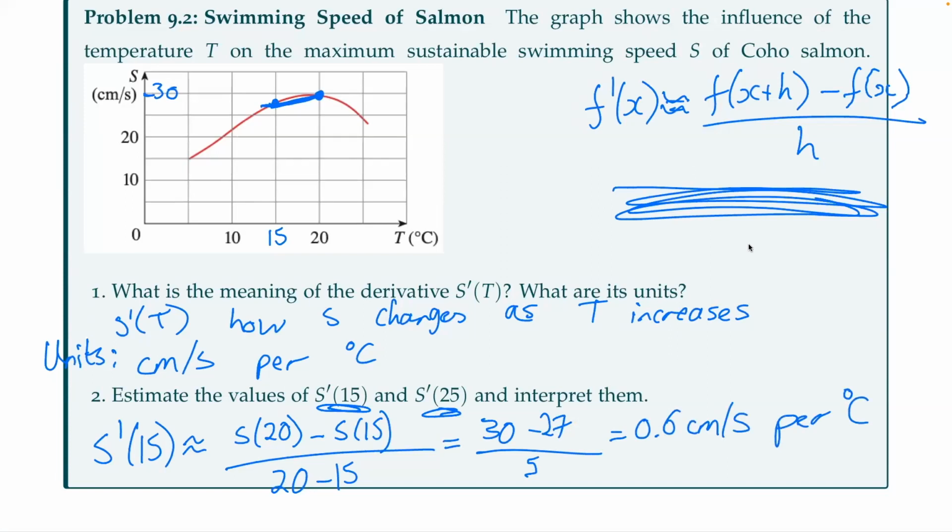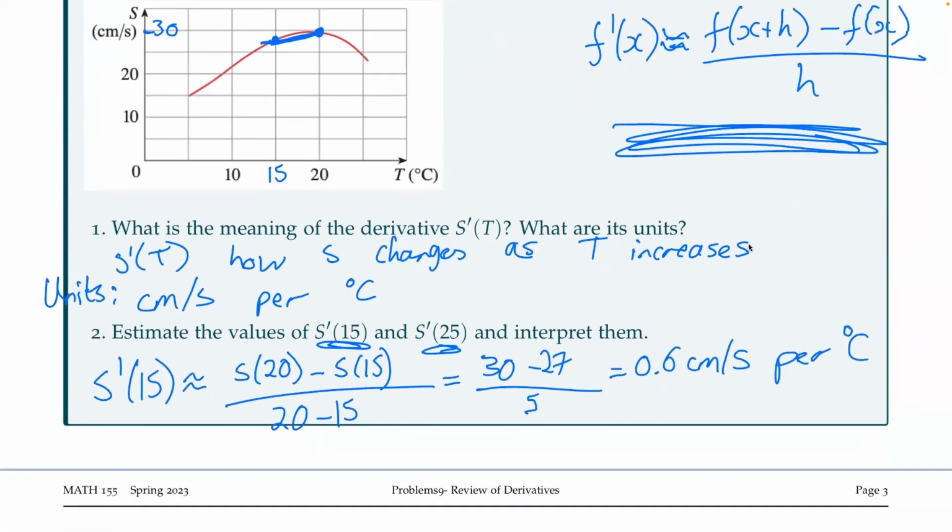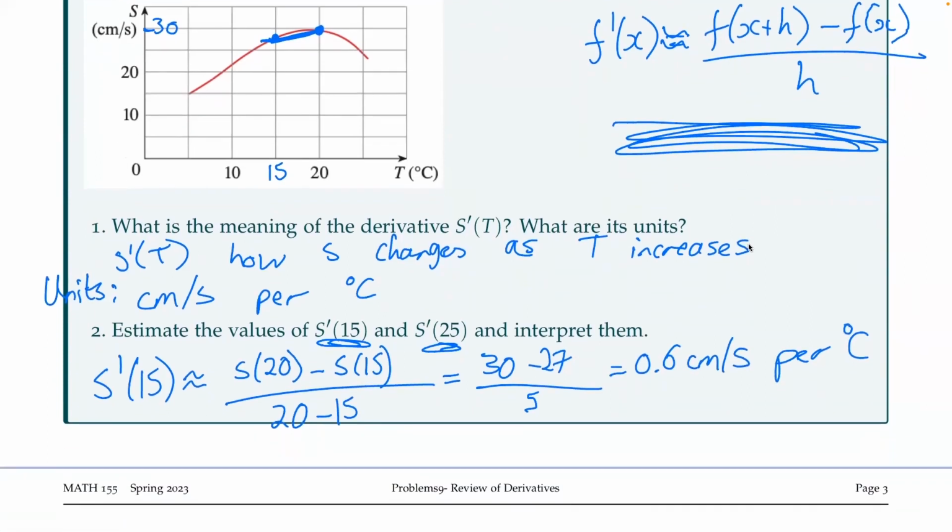You might have a slightly different answer because this is an approximation. You might have chosen a different point to go from. You might not have chosen 20. You might have guessed that it was a different value at s of 15. That's okay. As long as you're consistent in how you calculated these things, if your answer differs slightly, that's fine.